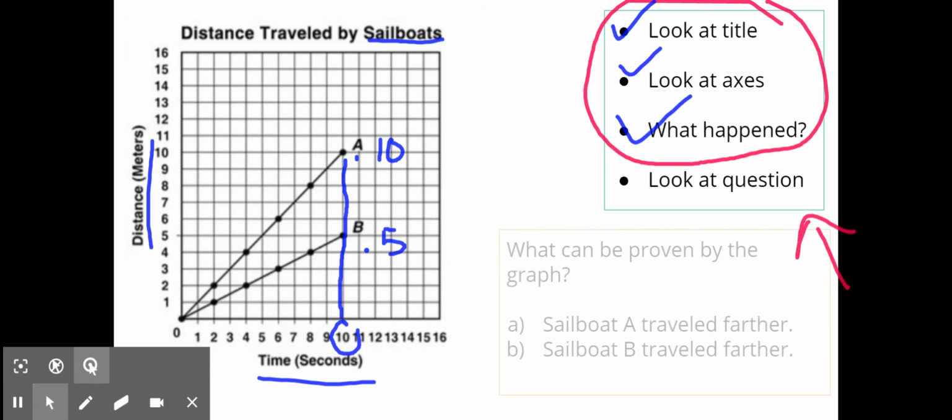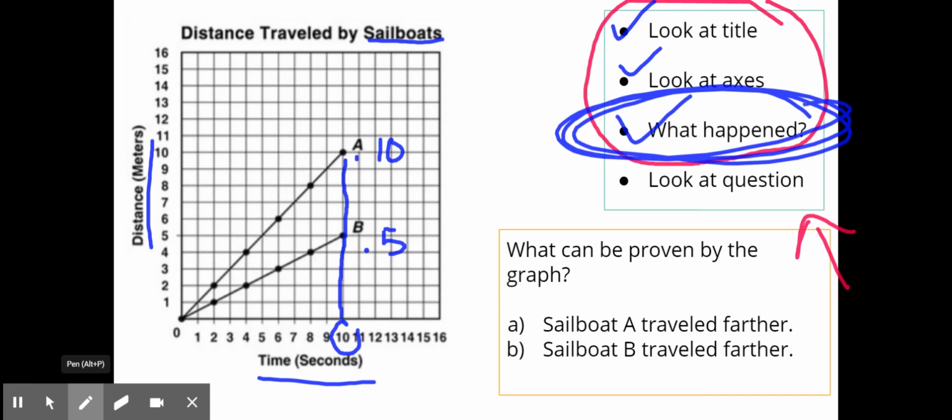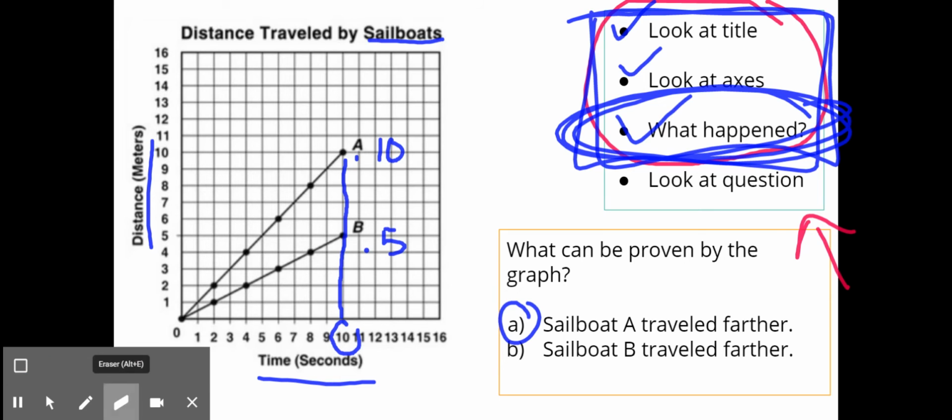So now let's go ahead and look at our question. What can be proven by the graph? Sailboat A traveled farther, sailboat B traveled farther. Well, because I've already answered my question of what happened, I instantly know this. Okay, A traveled farther, and that is the correct answer. So that's why it's so important to think through this process first before you go to the question, so that we can be sure that we're choosing the answer that best matches the knowledge that I have from the graph.